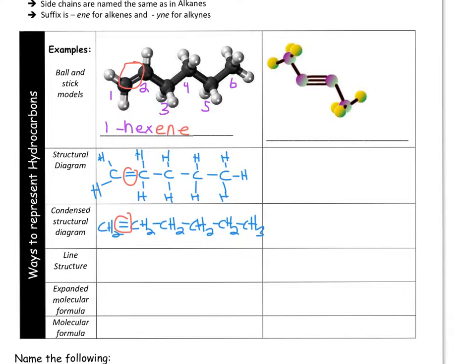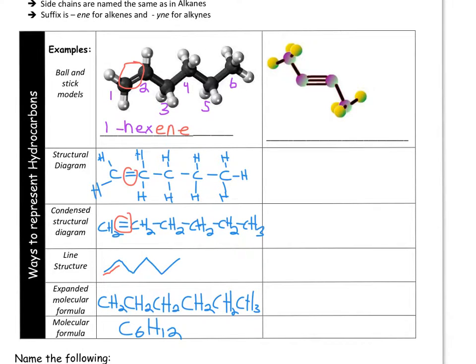A line structure for a double bond looks like this. So our hexane, when we have single bonds, would look like carbon 1 and 2, 3, 4, 5, 6. Because we have a double bond, we would just write in another line here. If we expand our molecular formula, it looks like this. And if we count our number of carbons, we see that we have C6 and we have 12 hydrogens.